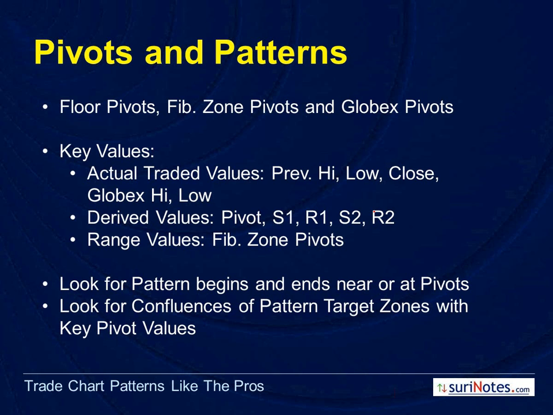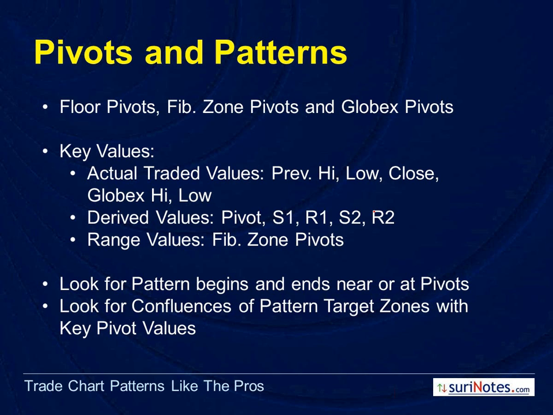The derived values are computed from these values. For the pivot, you take the high, low, close and divide by 3, and say, okay, that's the pivot. S1 you calculate, support 1, resistance 1 type of thing. And Fib zone pivots are range values. That means they're also computed, and that's how they're computed, as I showed you.